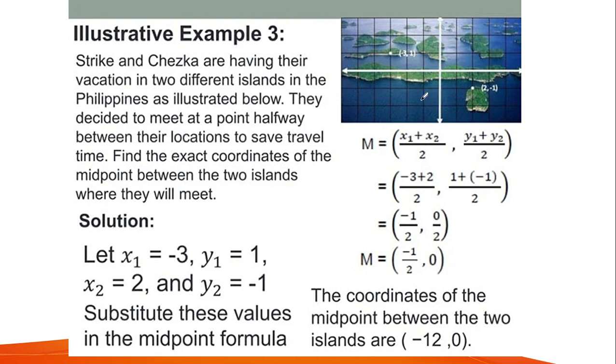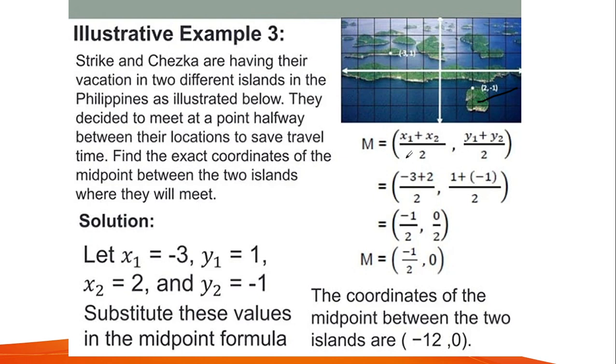So, we have the first midpoint. The first endpoint is negative 3 and 1. The second endpoint is 2 and negative 1. So, we will find the midpoint.